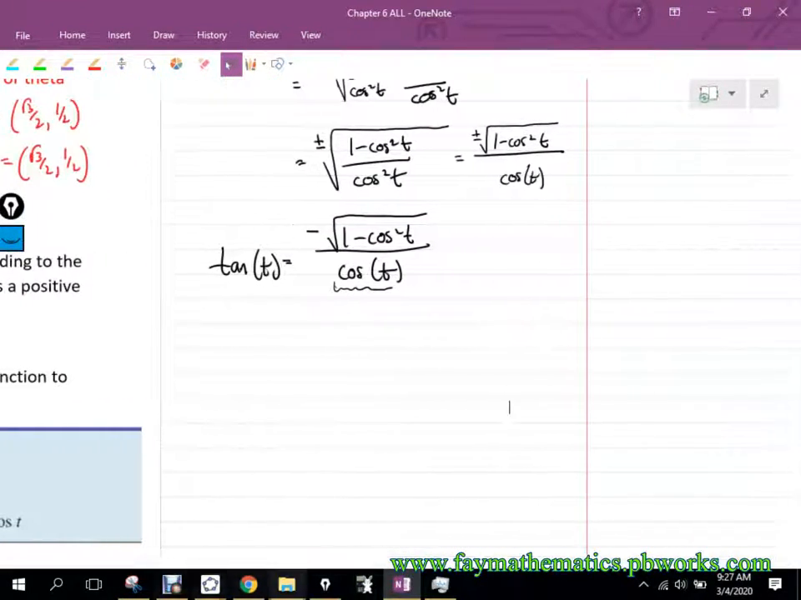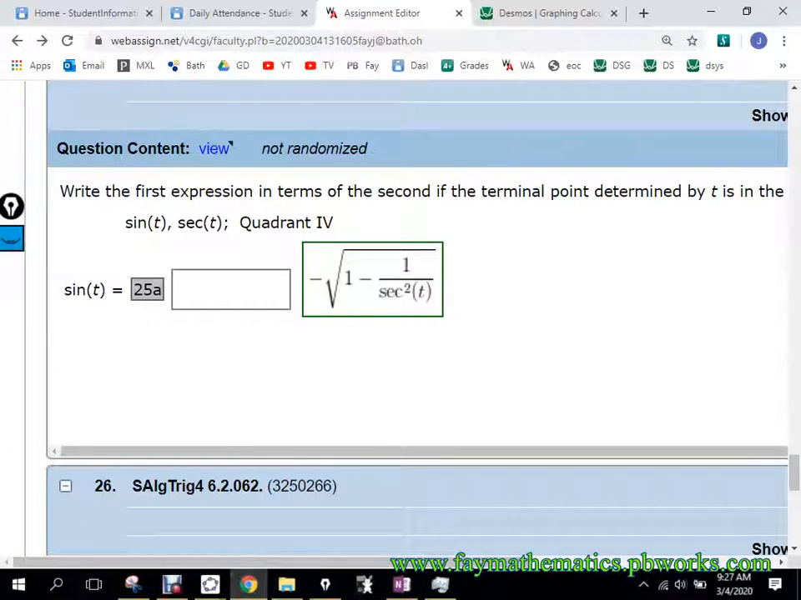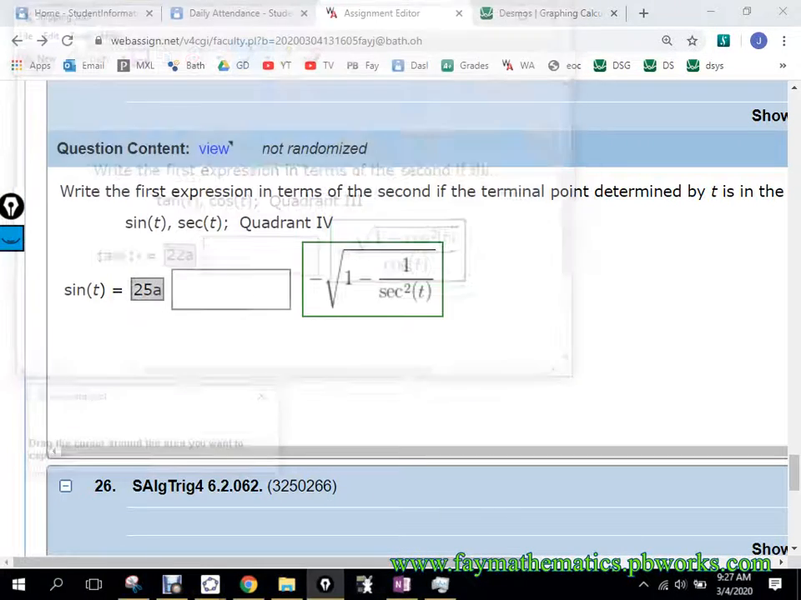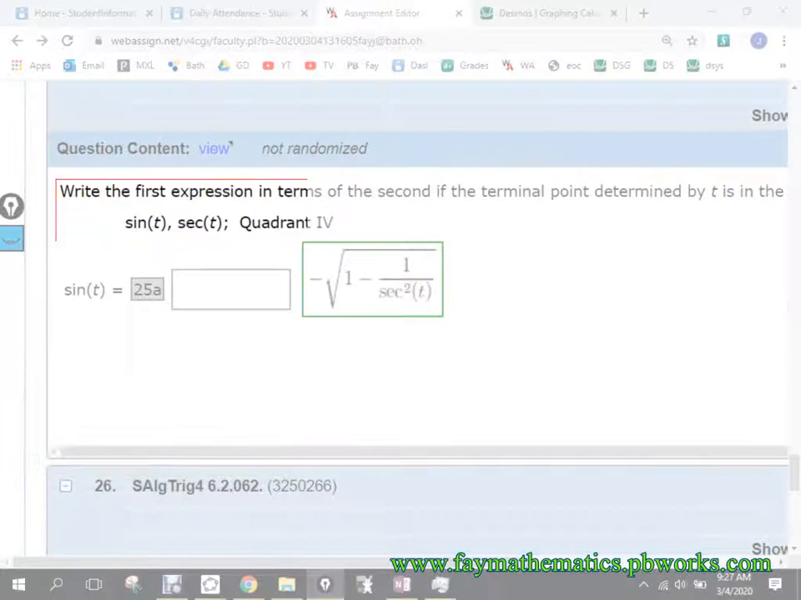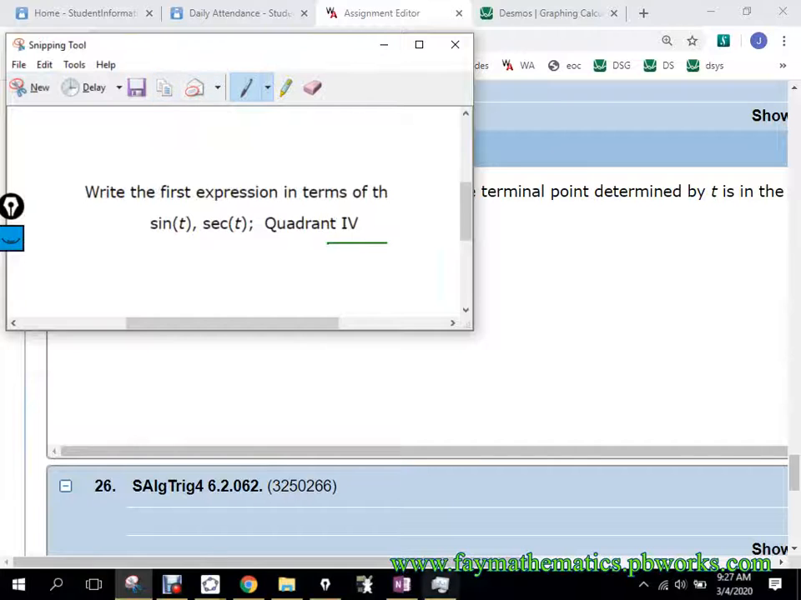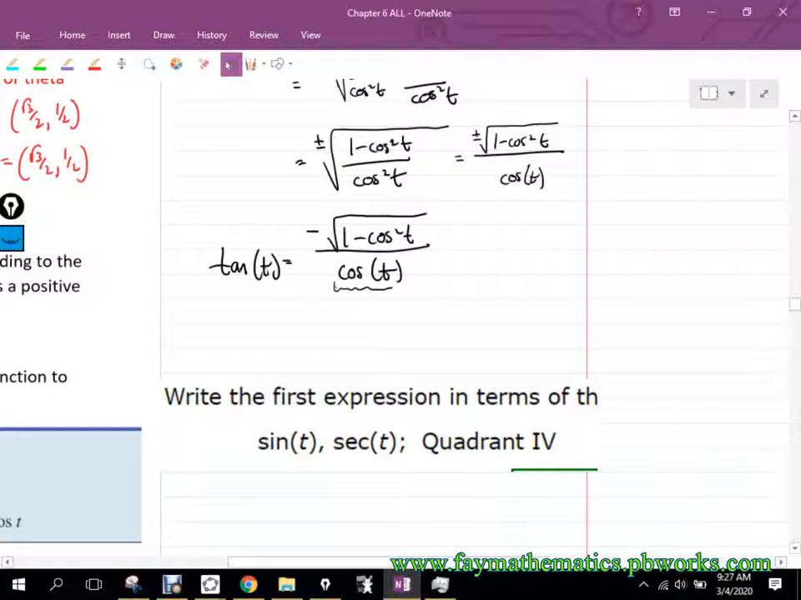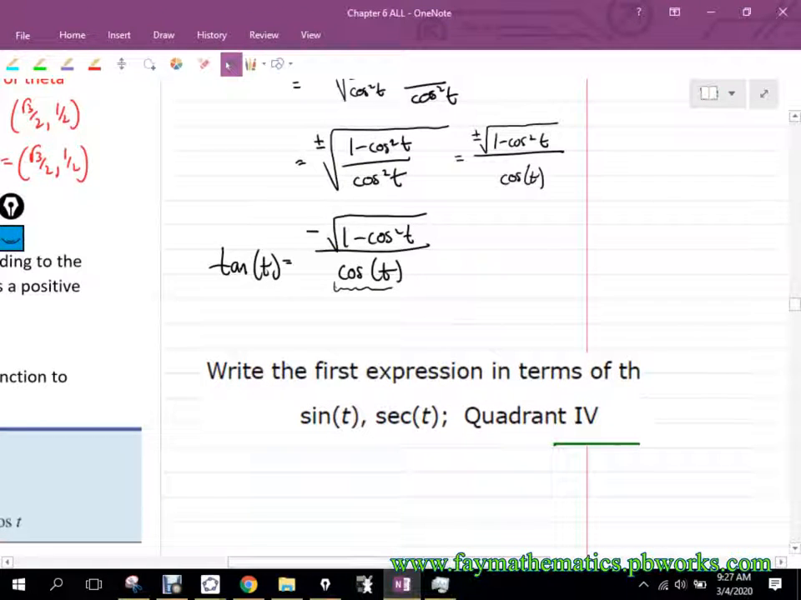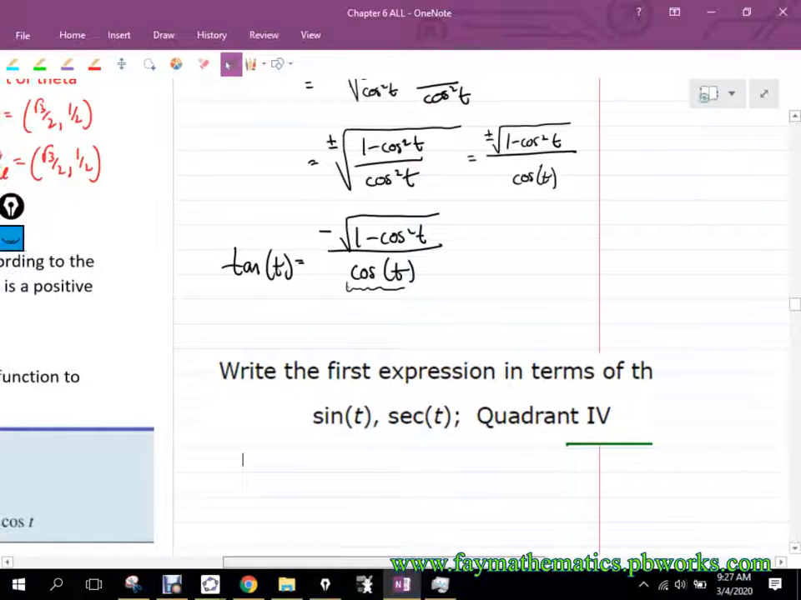25. So sine in terms of secant. And we are in the fourth quadrant, right? Sine in the fourth quadrant, what kind of number? Positive or negative? Sine is negative. So when we're done, whatever we end up with, we should make sure that it is a negative result.